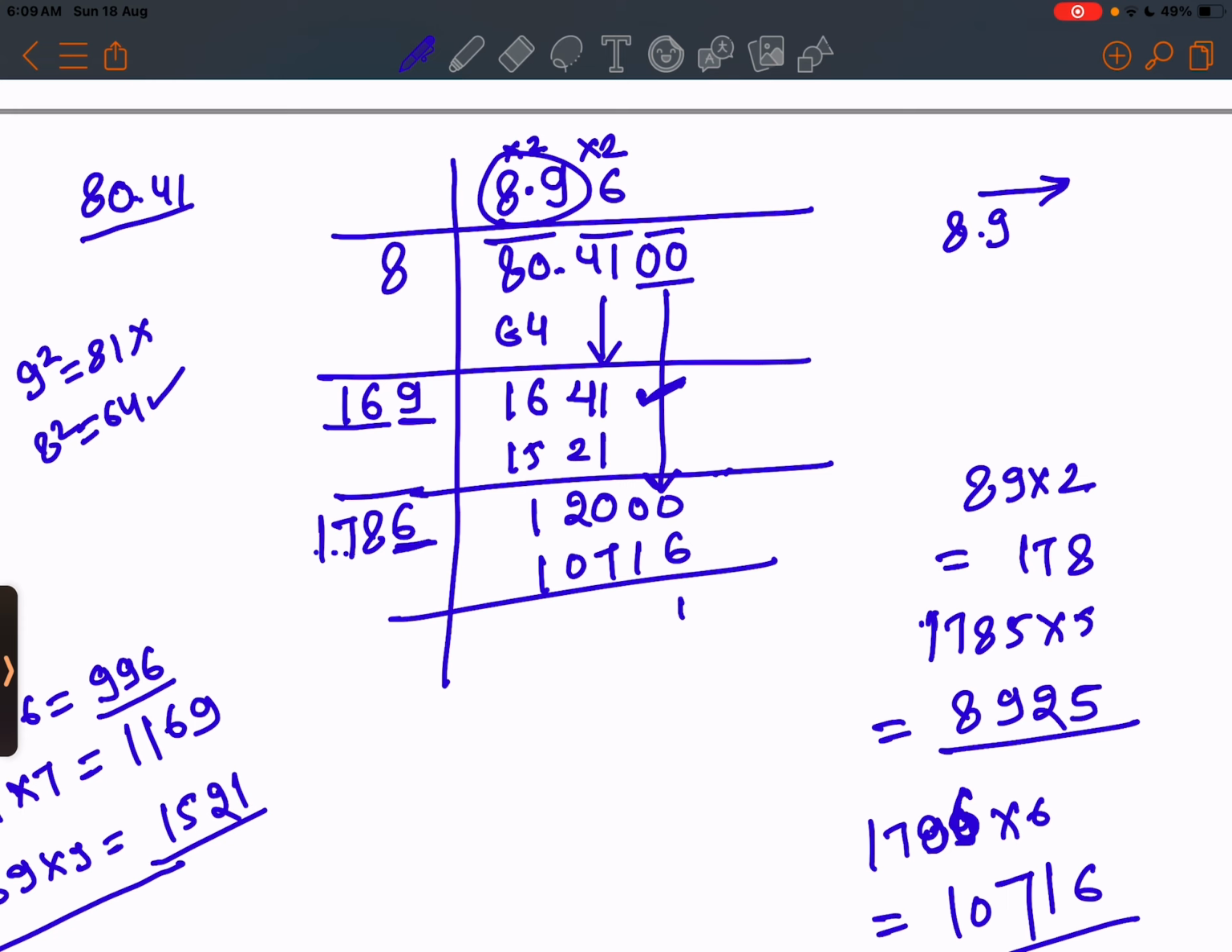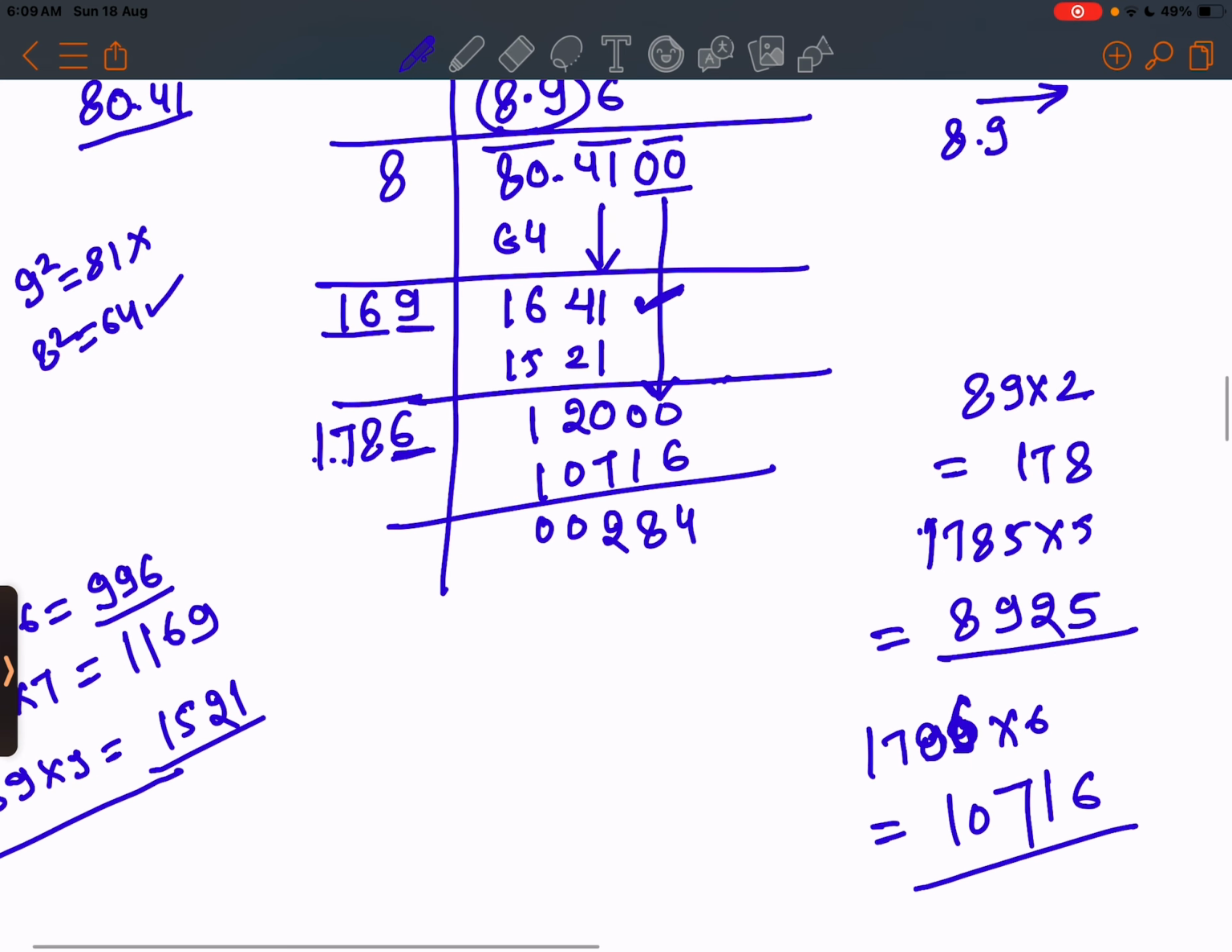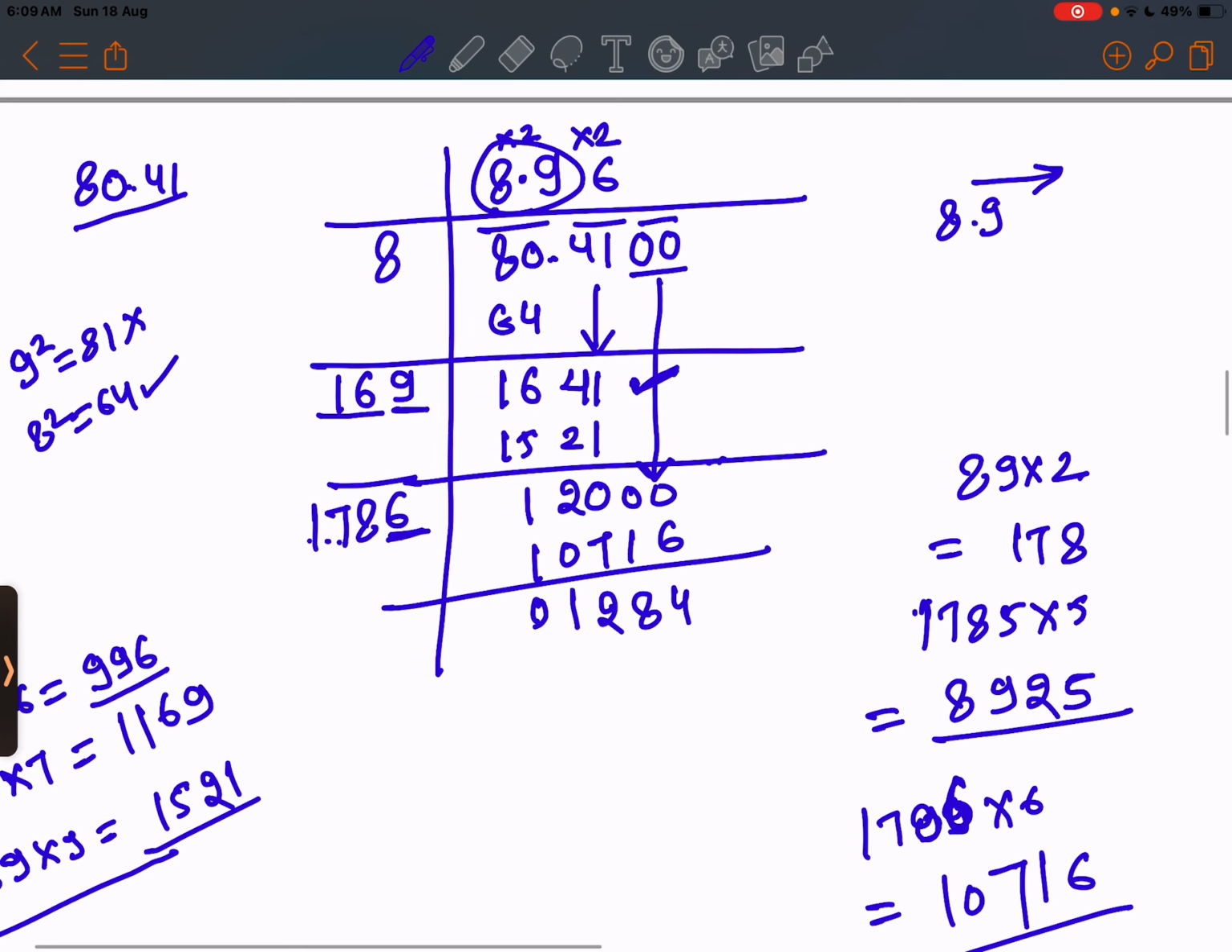10 minus 6 is 4, 9 minus 1 is 8, 9 minus 7 is 2, and here we will place 0. So 284 would be the remainder. Here 1 minus 0 is 1, so 1284 would be the remainder.